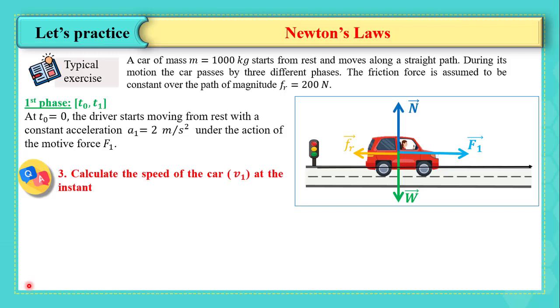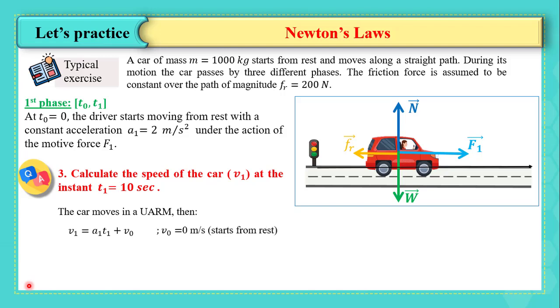Now we are asked to calculate the speed of the car v1 at the instant t1 equal 10 seconds. Actually, the car moves in a uniformly accelerated rectilinear motion. Then, from the previous equations we have recalled after a while, v1 is equal to a1 t1 plus v0. But v0 equal to 0 meters per second since the car starts moving from rest. Then we replace a1 and t1 by their values and we obtain 20 meters per second. Then at the instant t1, the speed of the car is v1 equal to 20 meters per second.